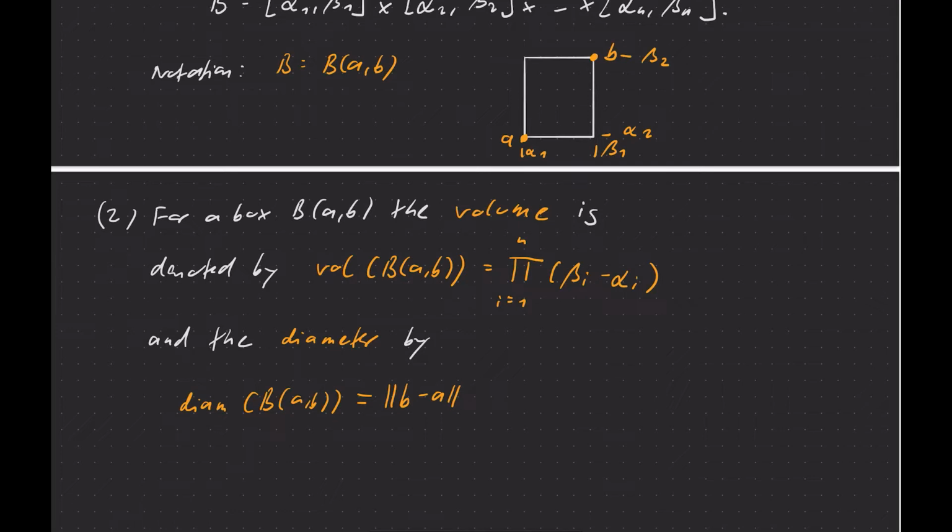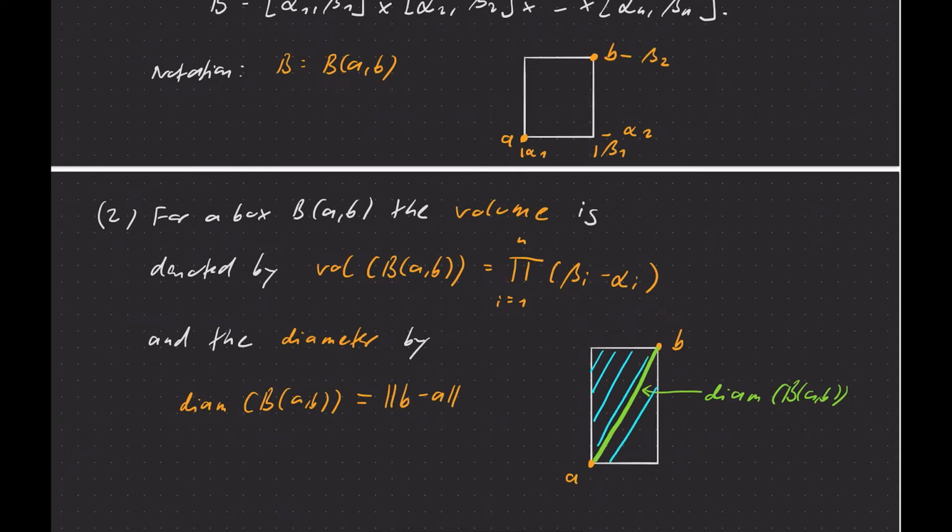So again, for a simple box like this, where we have A here and B here, the diameter of that box is the length of this line here. Okay, so that's the diameter of BAB. And the volume of that box is, of course, simply the area here, yeah? So in this two-dimensional case, it's just the same as the area. That is the volume of BAB.